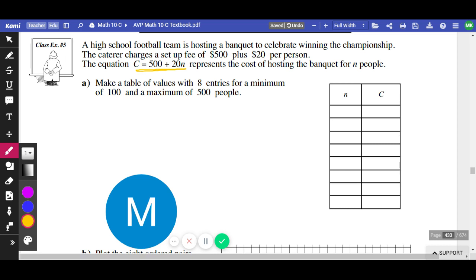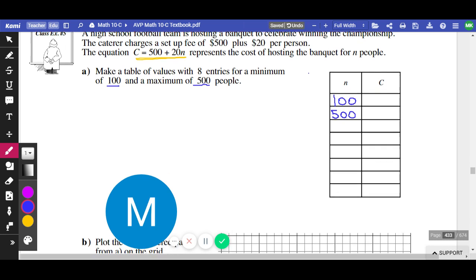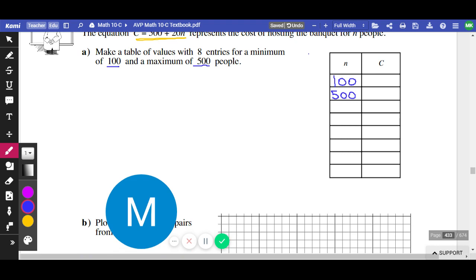Make a table of values with 8 entries for a minimum of 100 and a maximum of 500 people. So, we're just going to make a quick table of values. We're only going to do 2. We're going to do a minimum value and a maximum value. So, minimum number of people is 100, maximum number of people is 500. And we're going to input those 2 values to figure out our table of values.